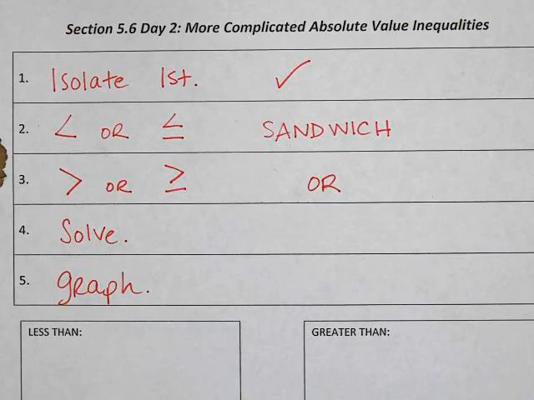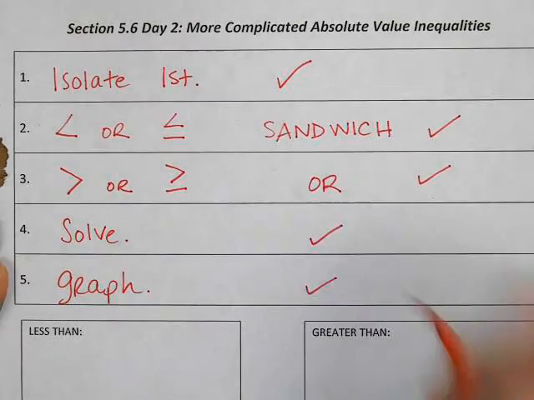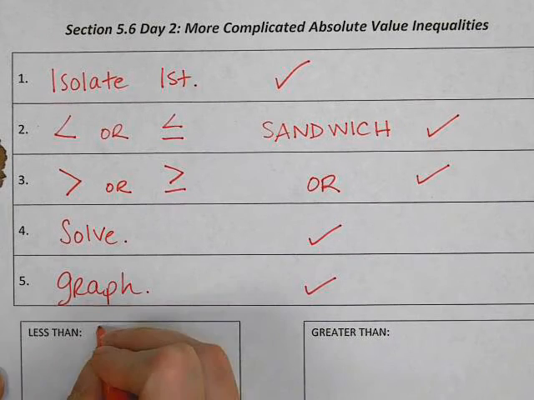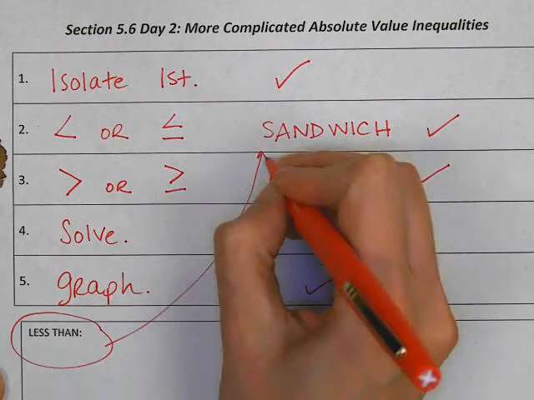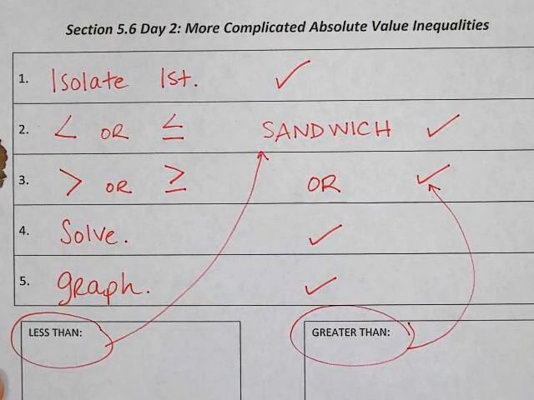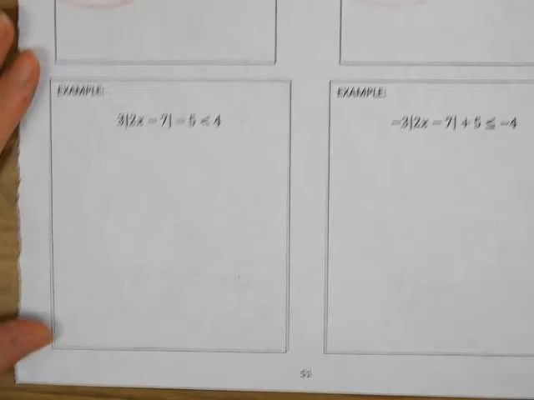Okay, so nothing too different. You guys know how to do all of this. It's just putting it all together. So just relax, take your time. So we already did this. If it's less than, it's a sandwich. If it's greater than, it's an or. All right, let's try one of each.